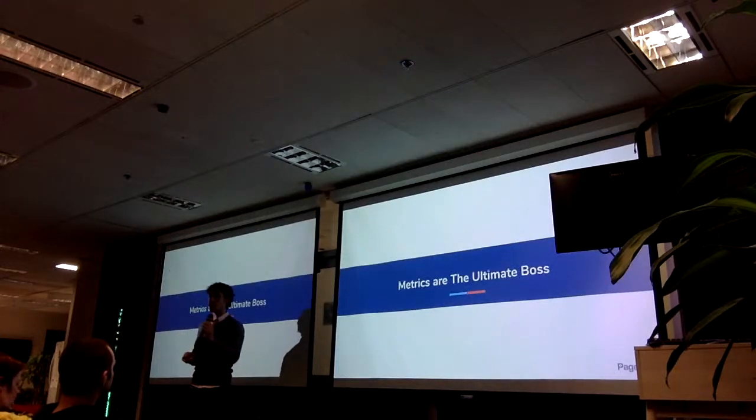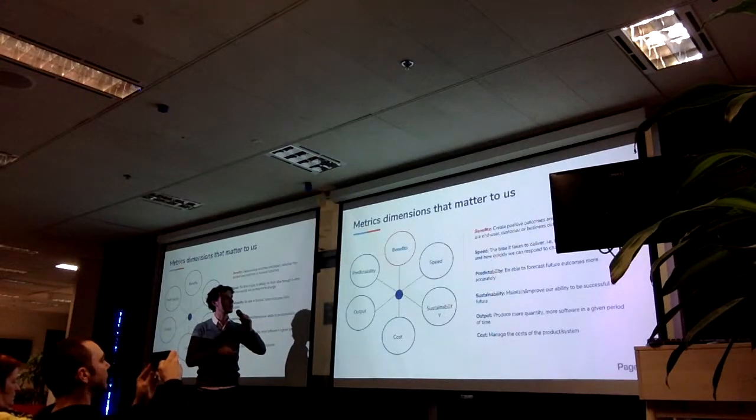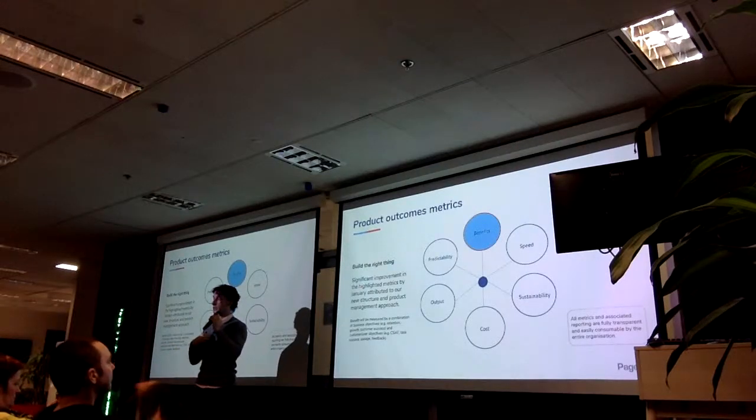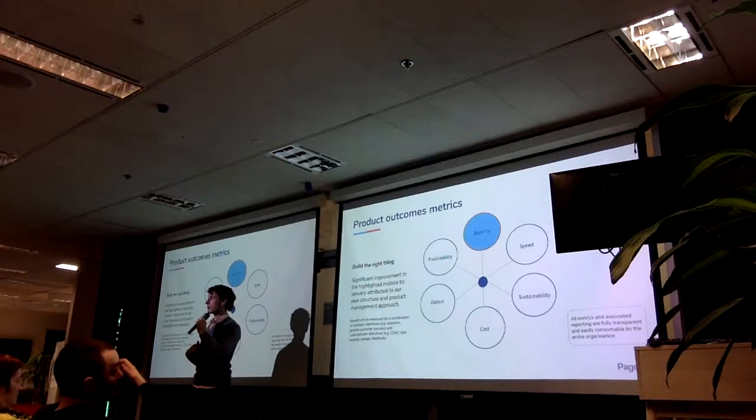Now, with all of this, metrics are the ultimate boss. So what I mean by this is that we can't know the success of what we're doing unless we have the right metrics in place. So we've got the metrics dimensions that matter to us. At the very top here, you've got your benefits, and I'll talk about that in a second. Benefits metrics are the things that are benefits to us as an organization, in terms of, say, revenue and growth, but there are also benefits to our customers. So the benefits to our customers, from the PageUp perspective, is what they're trying to achieve.